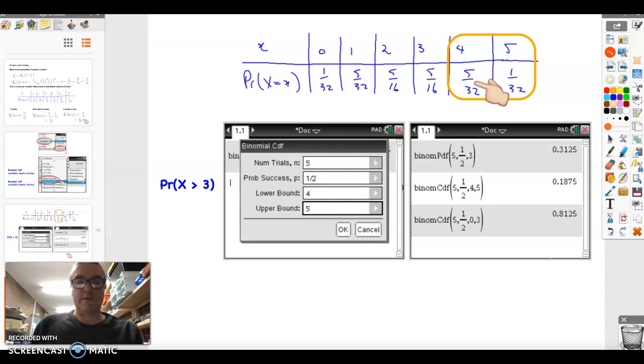And because I'm interested in the values of x greater than 3, the lower bound is 4 and the upper bound is 5. So including those 2 values, they're the 2 values I use for those 2 inputs, the lower bound and the upper bound. Again, the calculator will show me which function I've used, the 4 values that I've inputted, and the probability, which is 0.1875.